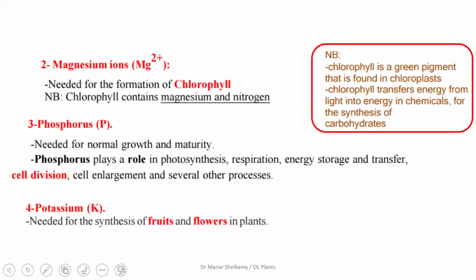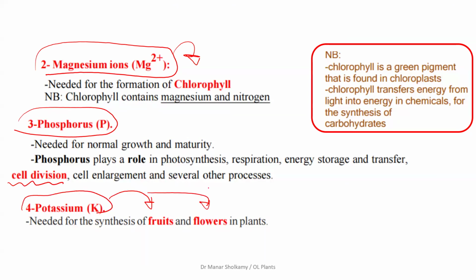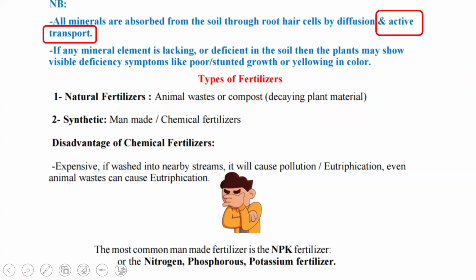Proteins, amino acids. Magnesium is needed for the making of chlorophyll. Phosphorus is needed for cell division and for general health, and the potassium is needed for healthy fruits and healthy flowers. We said all that. We did not say anything new.